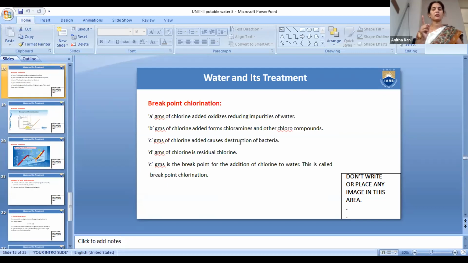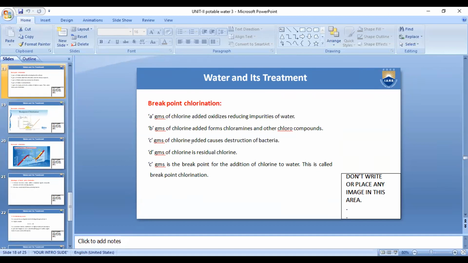First you have added 1 gram. Again, 1 more gram you have taken. What happens then? It forms chloramines. The chlorine reacts with ammonia present in water and forms chloramines. Then you are adding again 1 gram of chlorine. Already chloramines are there in water and chlorine is there in water. What happens then? Immediately it causes destruction of bacteria.